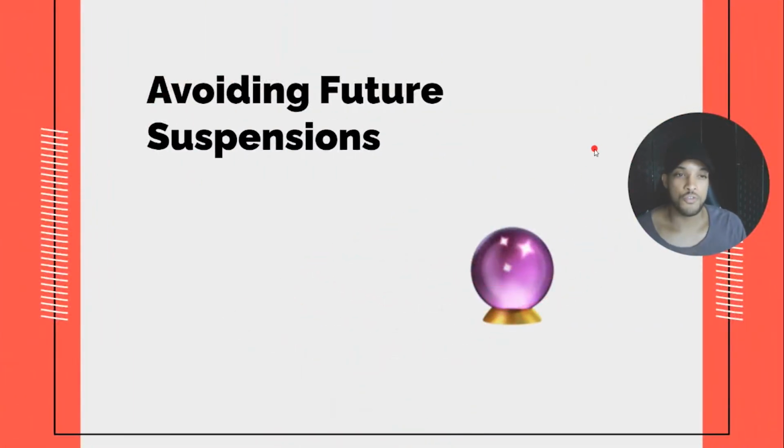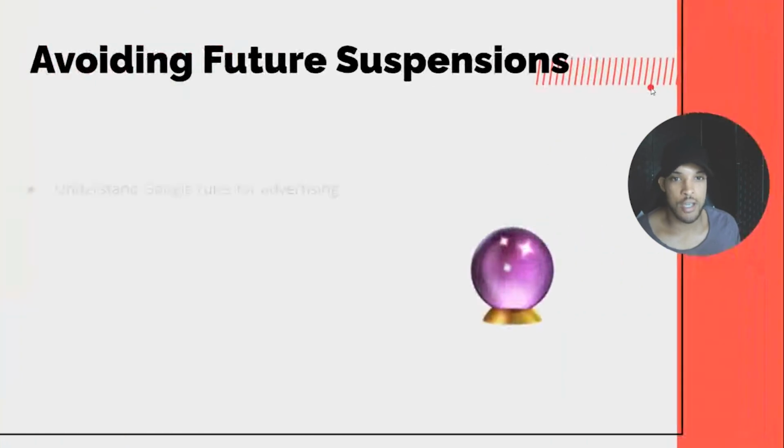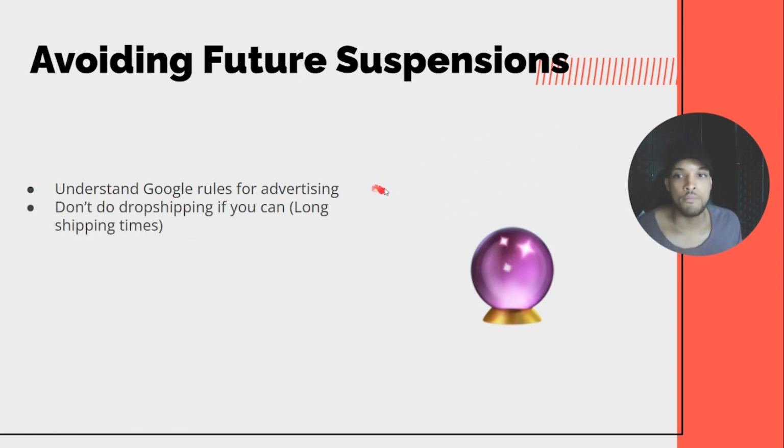Okay, now looking towards the future, now that we've looked at all this stuff, you always want to be future pacing and making sure you don't ever get in this situation again. So understand Google's rules for advertising. You should honestly take 30 minutes to an hour a week to look at Google's reviews for advertising, specifically in your niche or just overall. Don't do dropshipping if you can. Start to buy products, do a hybrid mix: if you have a winner, bring that product in so you don't have long shipping times, and then add accessories as drop shipped.